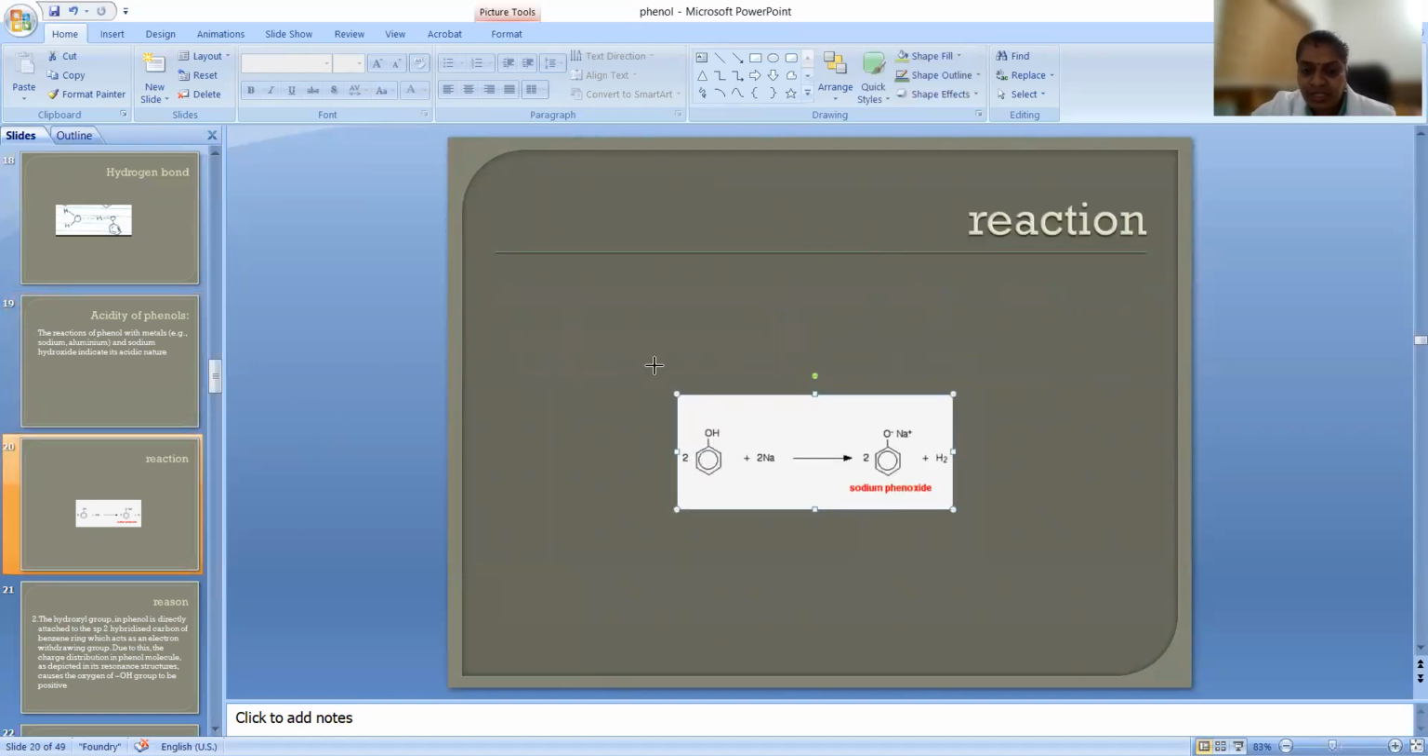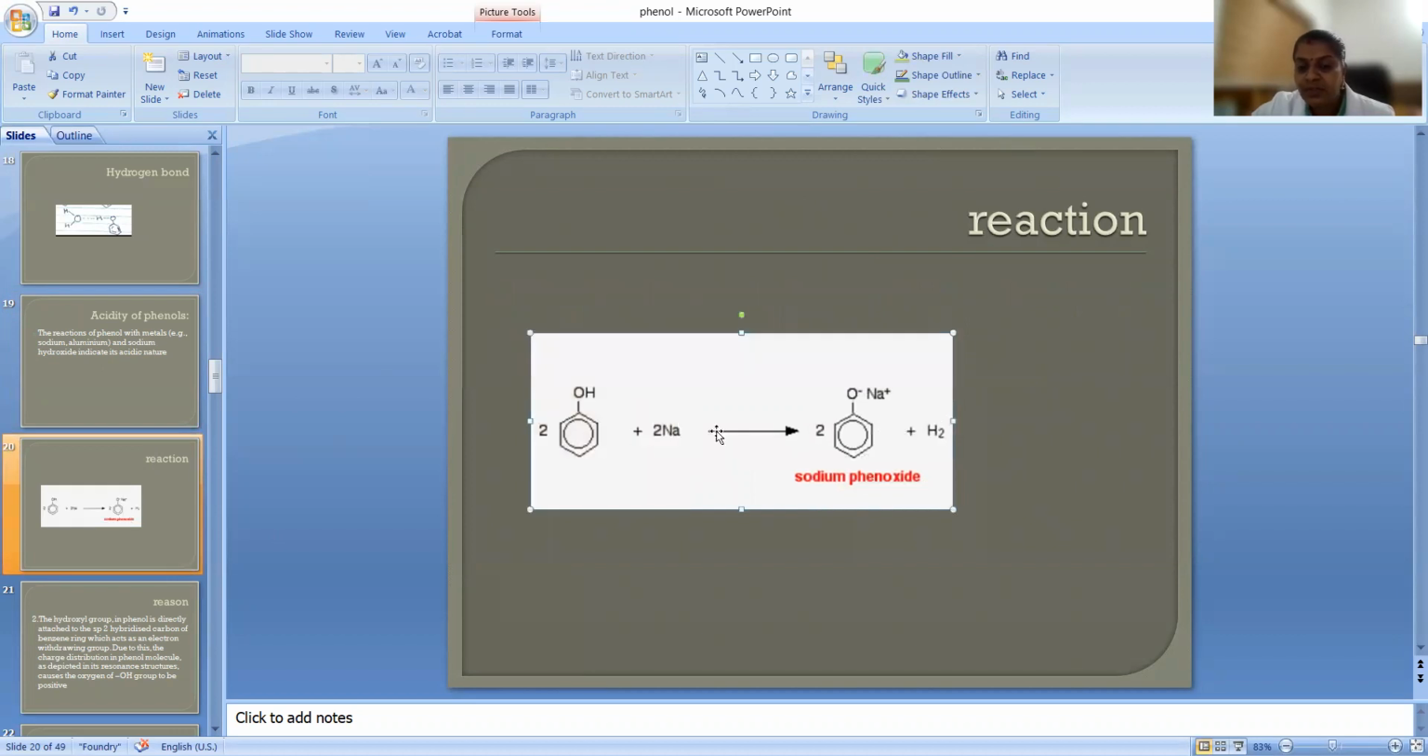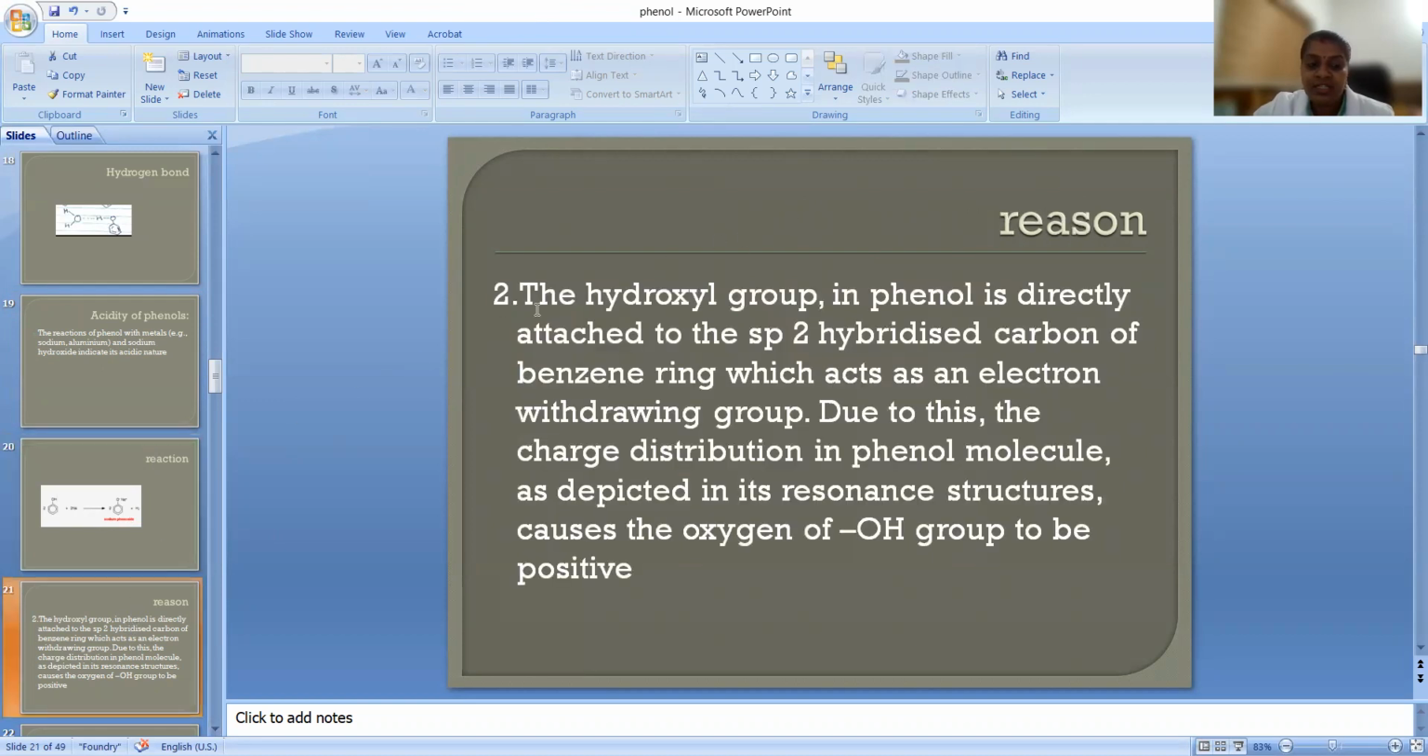Look at this reaction. Here what is happening? Phenol is reacting with the sodium and producing hydrogen and the corresponding sodium phenoxide salt. So it is an acid. It is behaving just like an acid. Okay. And what is the reason why it is acting as an acid? Let us see that.